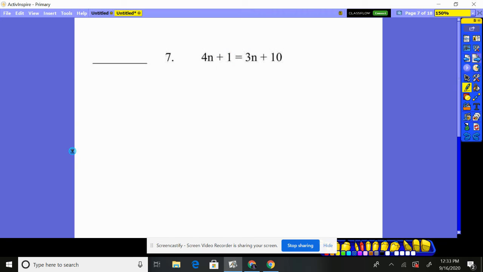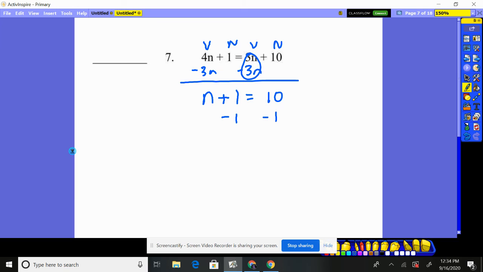One more problem. We have a variable plus a number equals a variable and a number. Again, get all variables to one side, all numbers to the other. So here, I'm going to take care of variables first. So I see 4n and I see 3n. What would be easier to move? It's going to be easier to move 3n. So I'm going to subtract 3n on this side, which means I must subtract 3n on the other side of the equal sign also. This leaves me with n plus the number 1 equals, that goes away, 10.